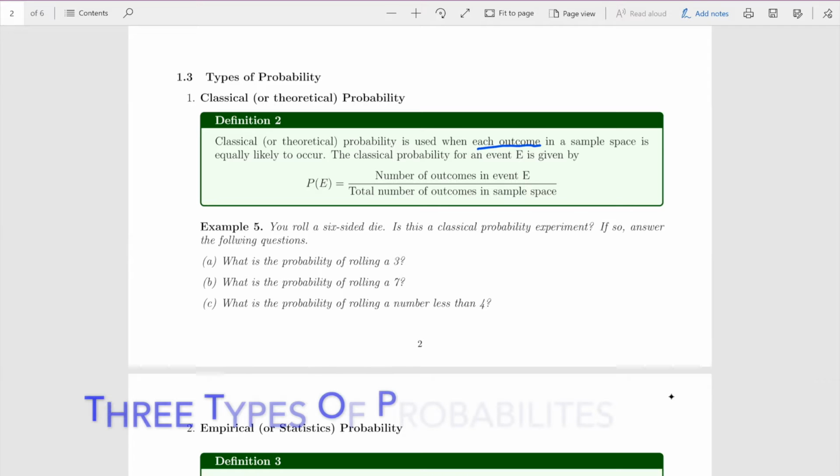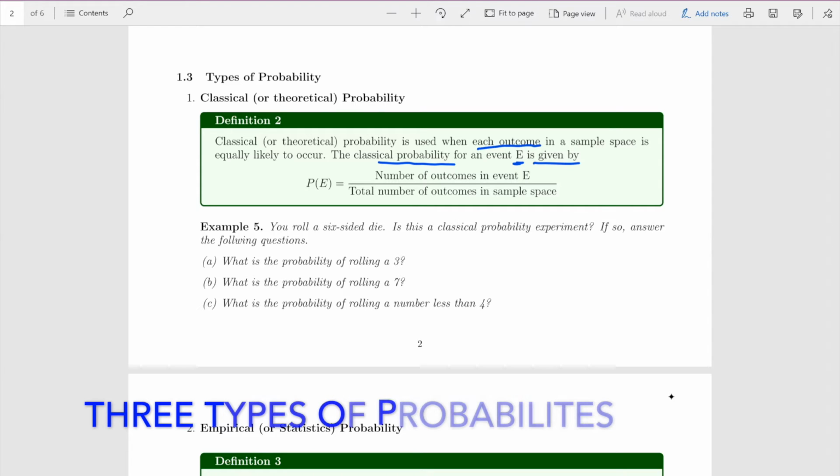In order to find the probability for classical probability, the probabilities can be given by this formula here. To find the probability of the event E in a classical probability, you find the number of outcomes in the event and divide it by the total number of outcomes in the sample space. Again, you just calculate the number of outcomes in the event divided by the total possible outcomes.